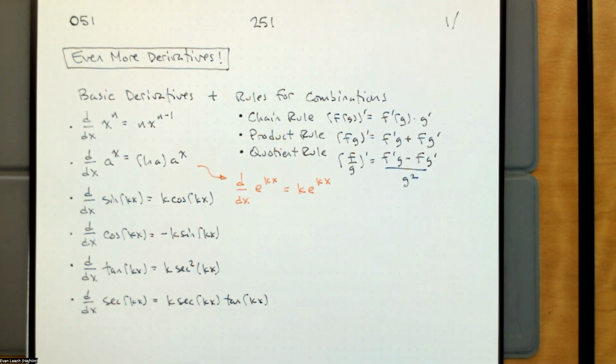The same thing happens with cotangent and cosecant. With cotangent and cosecant, they also change signs. So the derivative of cotangent kx is negative k cosecant squared kx. The derivative of cosecant kx is negative k cosecant kx cotangent kx.